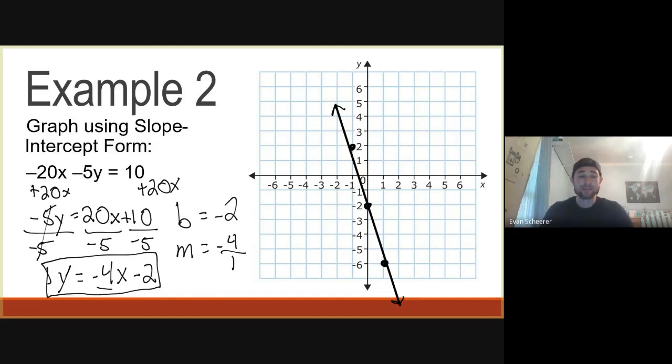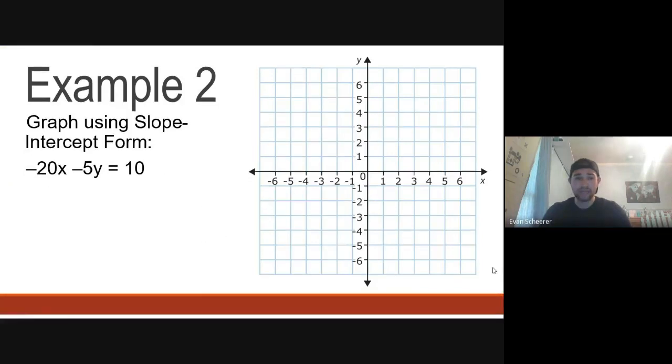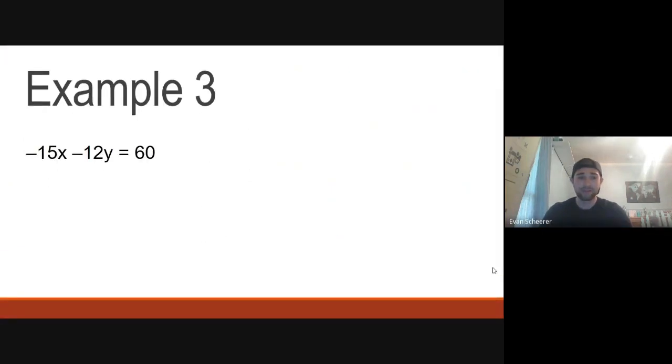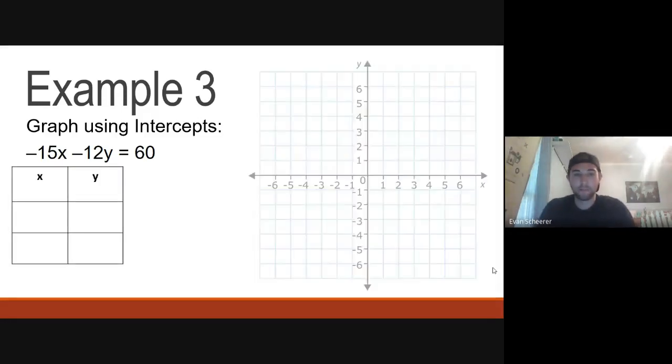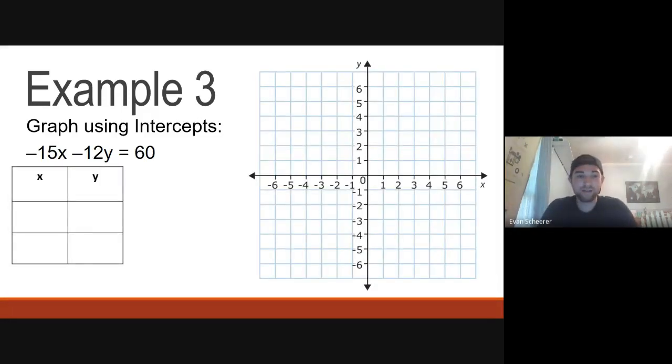Now, slope-intercept form is not the only way that we can graph using standard form. We could also graph using the intercepts. Now, I know this seems kind of weird, but we could find our x-intercept and we could find our y-intercept. So here's how we're going to do that.